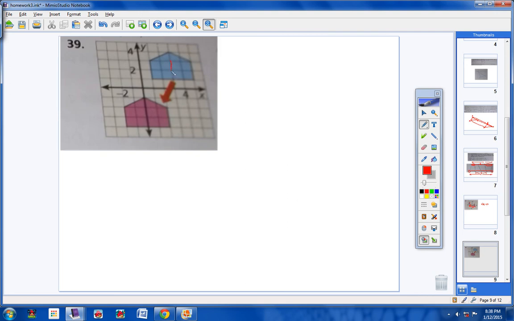Now, here's our pre-image, okay? Okay, students, let's go from this point here, which was moved to this point down here. So we went left 1, 2, 3, so negative 3. And then we went down 1, 2, 3, 4, 5. So negative 3, negative 5 would be the translation vector. Alright, now moving on to numbers 41 and 43.